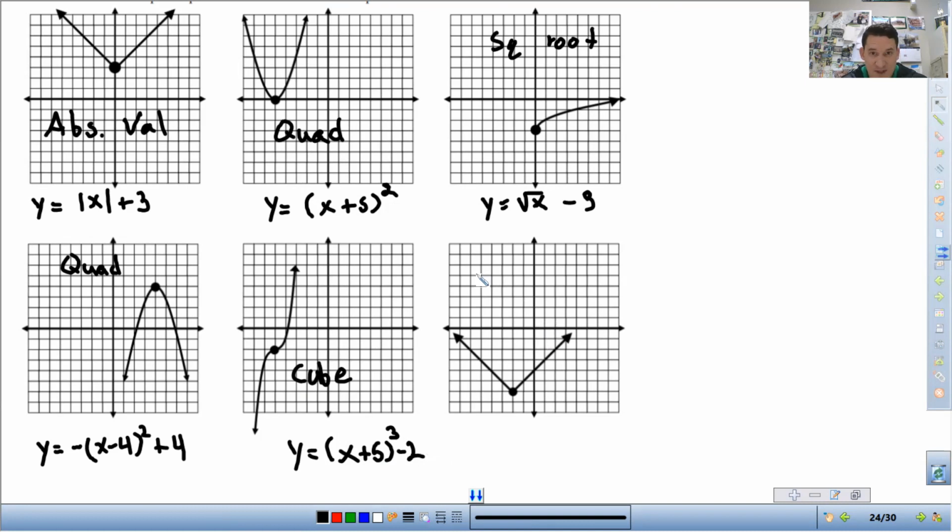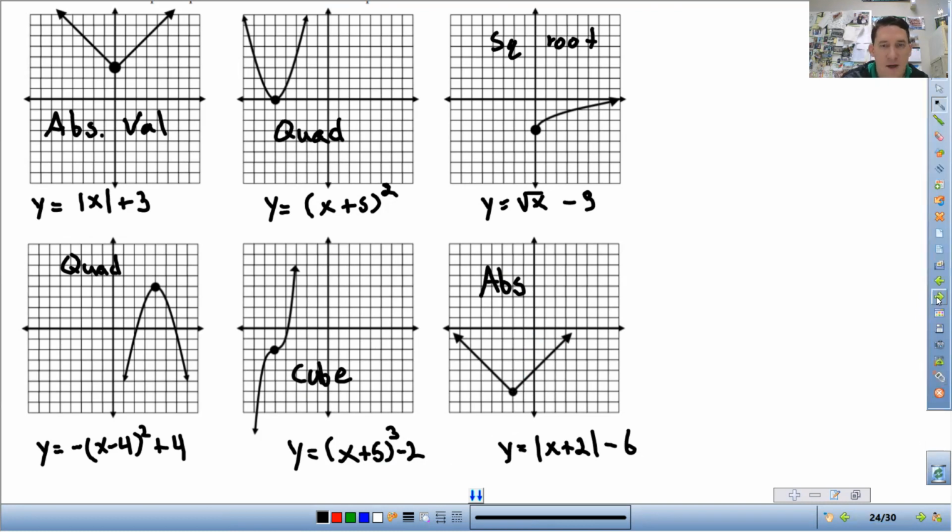And then the last one, this is another absolute value. This is left 1, 2, and then down 1, 2, 3, 4, 5, 6. So it's going to be the absolute value of x plus 2. That's going to be the shift left 2, and then minus 6.